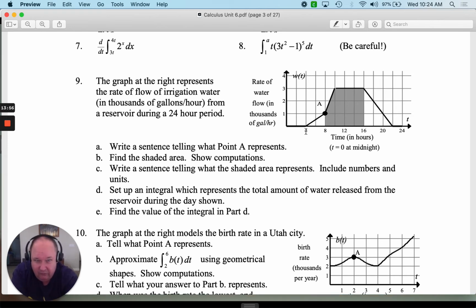So the base is 4 times 1,000. And it's 1/2 the base. So half the base times 1,000. And we have a triangle over here. It's 1/2. Now what's the base over here? 16 to 22. That's 6. And then the height of that triangle is 3,000.